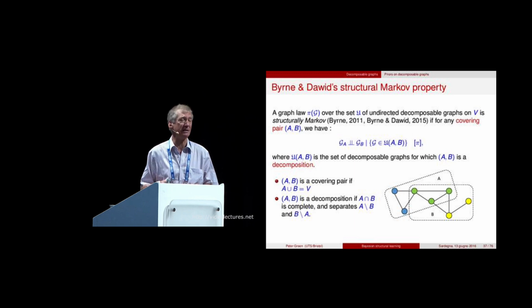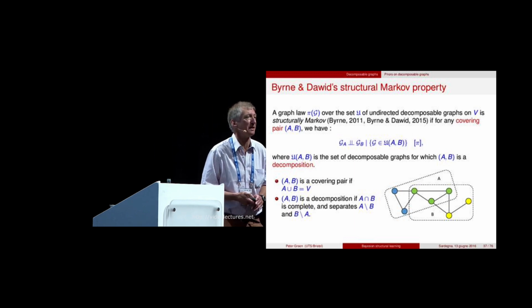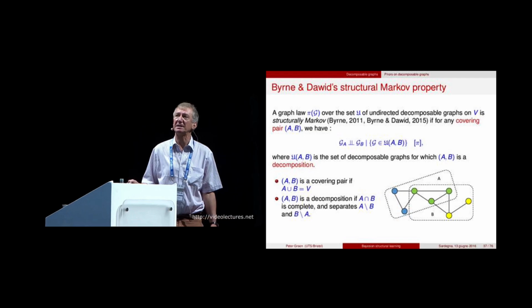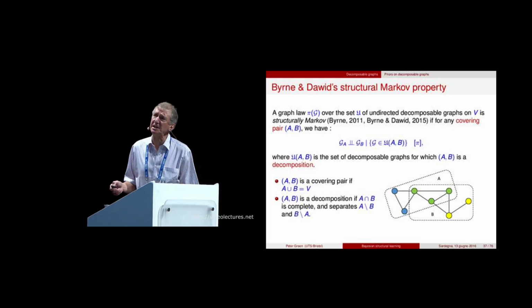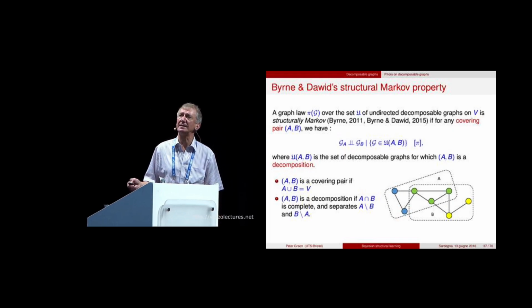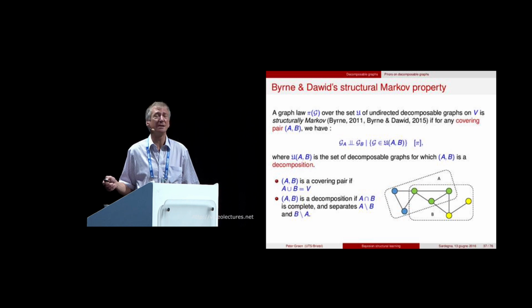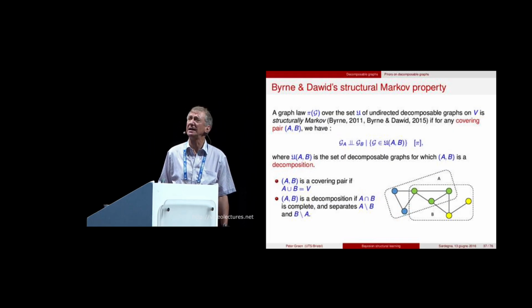A covering pair is just the ordinary pure math idea of covering. That is, AB is a covering pair if its union is the whole set of vertices. This is a decomposition if the intersection is complete and separates the rest of A from the rest of B. This picture tells the story. In this particular picture, the A vertices are those in this rectangle, the B's are these. The intersection is that triangle drawn in green, and that's a decomposition because it's complete. All the edges in that intersection are connected, and it separates the yellows from the blues.